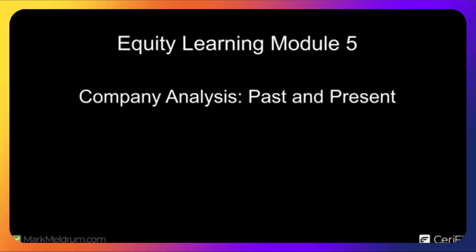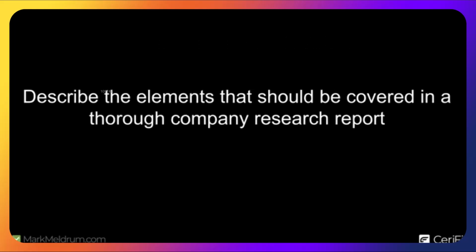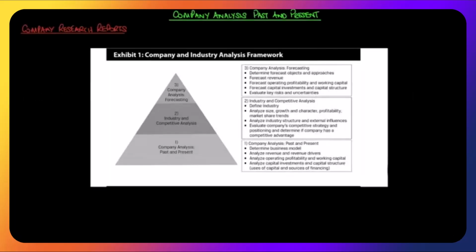Let's begin. First, LOS. Describe the elements that should be covered in a thorough company research report. And what we'll actually do just to start off this LOS, because it's not great, it is just a list. But what we can use it for is really just to summarize the three modules I just talked about and everything we're going to go through.